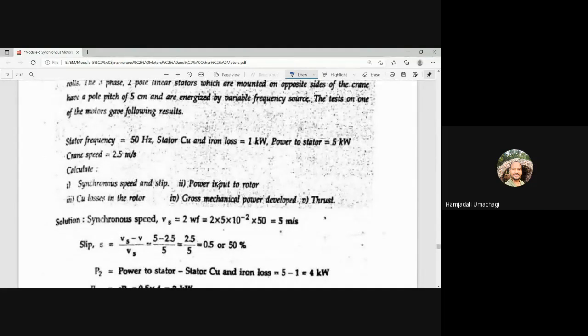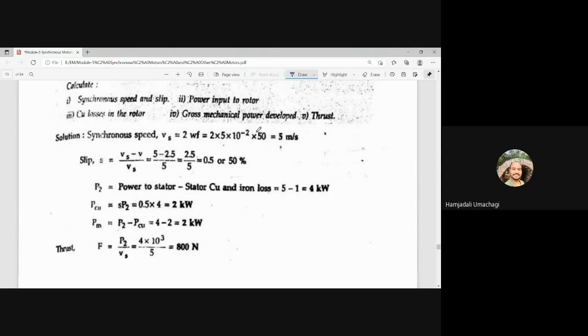Then we should calculate the power input to the rotor. After this, we should calculate the copper losses in the rotor, and then the gross mechanical power developed. Finally, we should calculate the thrust. So now let us see the solution for this.